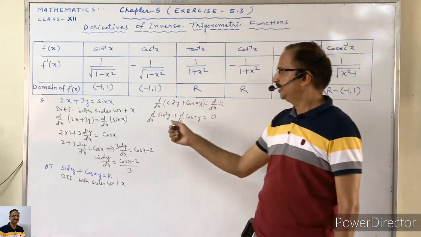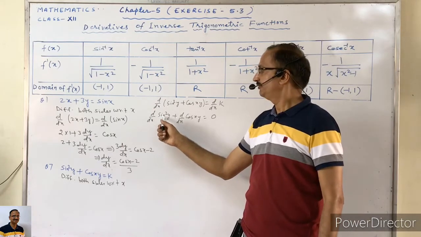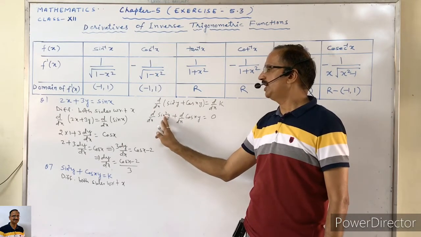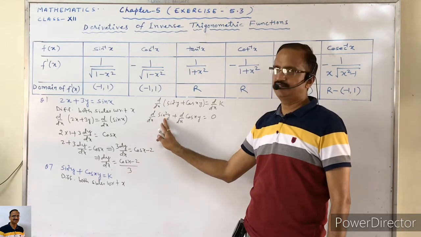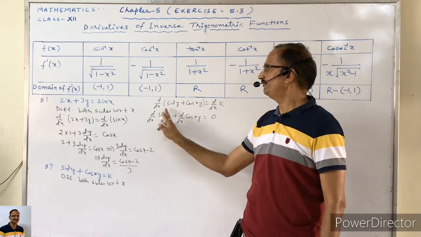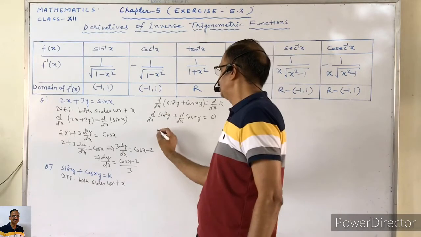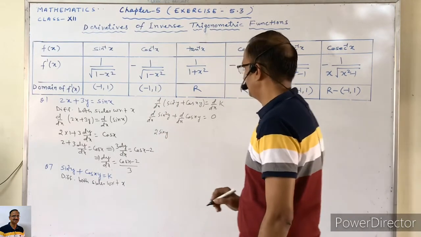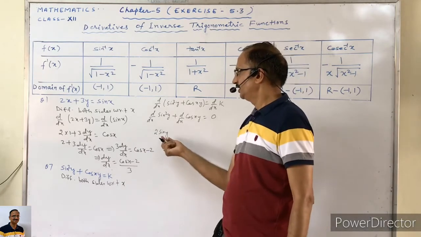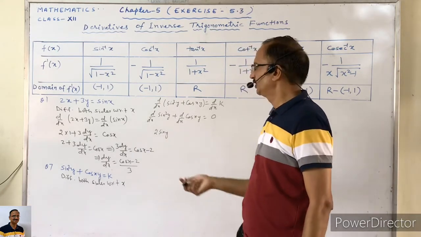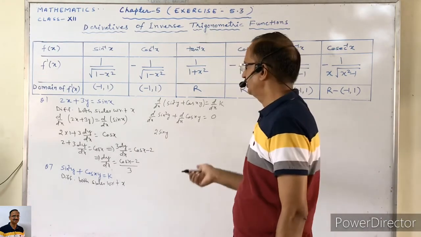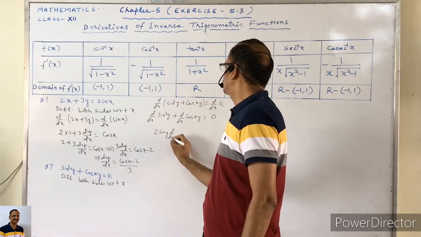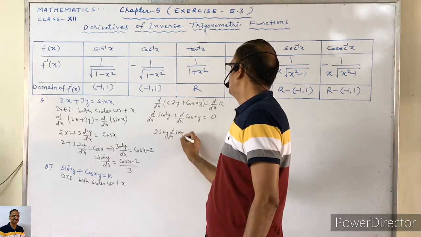Now, for the time being, let us assume that this sin y is x. So the derivative of x square is 2x, meaning 2 sin y. But this is not x, this is sin y. So we will write the derivative of this sin y in the product.